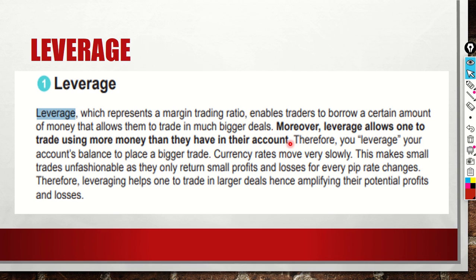So if I have $10 in my account and I leverage my account, leverage is just a ratio. If I leverage my account 1:1, there is no leverage. 1:10, so you're getting a 1:10 leverage. 1:100, 1:1000, you are being given more money to trade. So therefore you leverage your account balance to place a bigger trade. Okay, so when you don't have money, you leverage your account, but don't over leverage your account because it's going to cost you the money that you had.